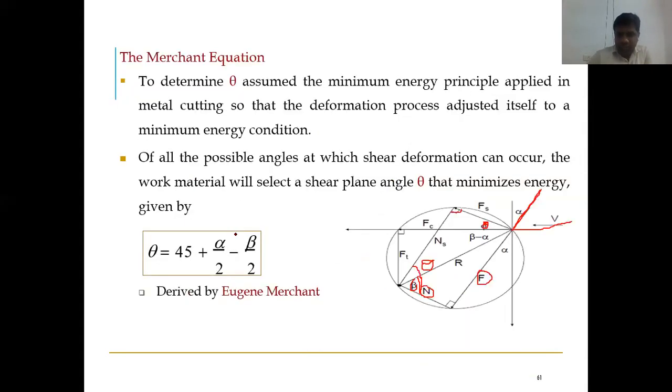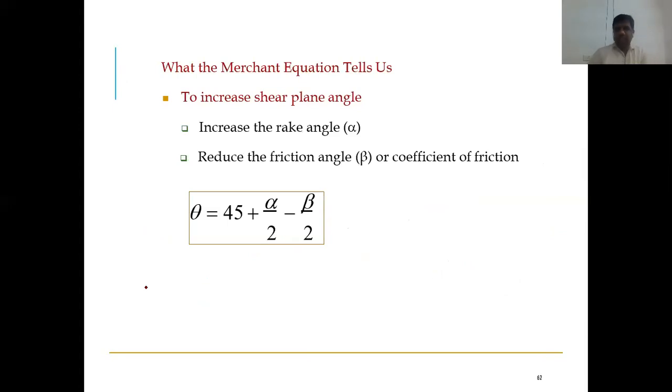So this beta is nothing but friction angle. So alpha by 2 minus beta by 2. In this, there is some criticality involved. Your theta value is nothing but the shear angle. Previously we have seen that shear angle depends upon cutting ratio, the r value, as well as alpha, the back rake angle. But here, in this Merchant equation, shear angle depends upon alpha, back rake angle, plus friction angle also. So as the friction angle changes, your shear angle changes.